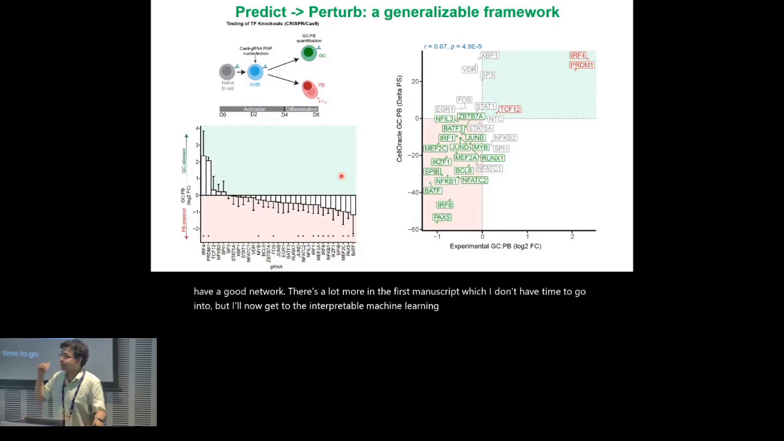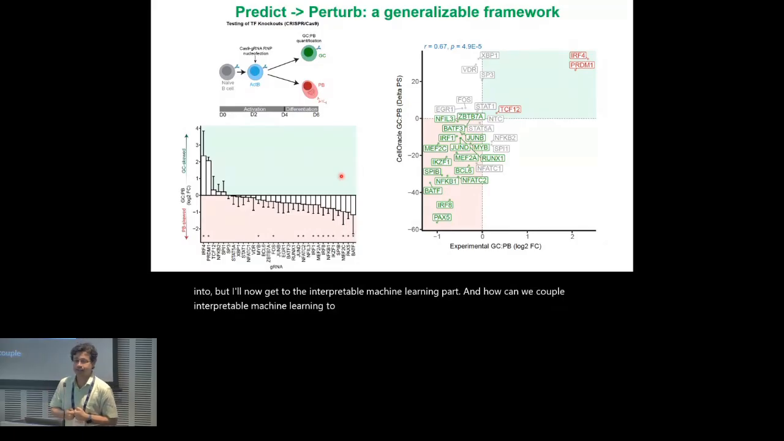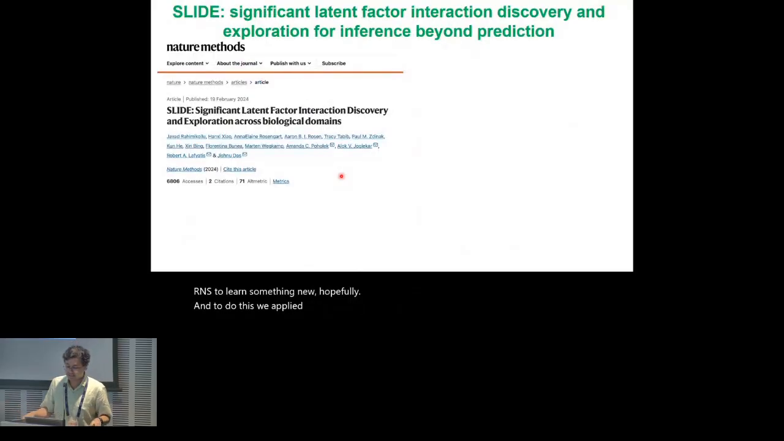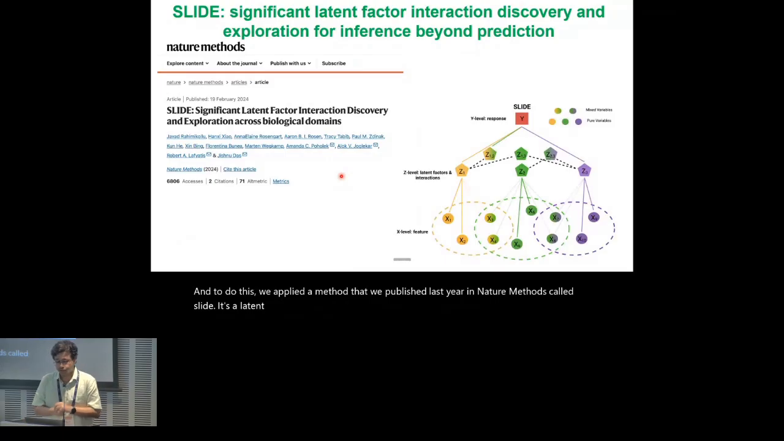And how can we couple interpretable machine learning to these state-specific GRNs to learn something new, hopefully? And to do this, we applied a method that we published last year in Nature Methods called SLIDE. It's a latent factor regression approach. I will go over this very quickly.